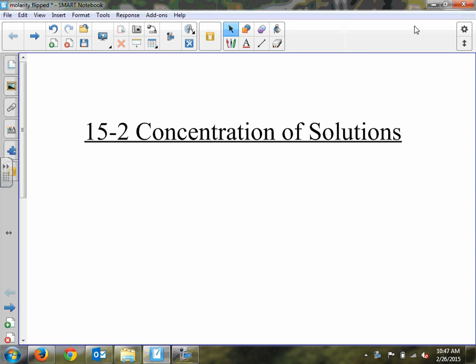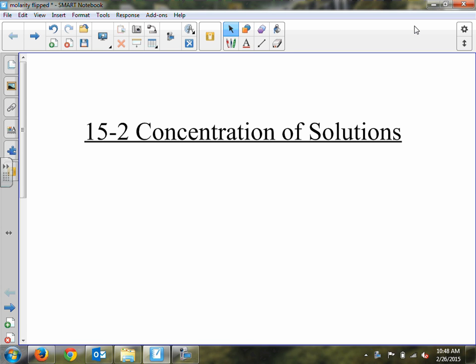Section 15.2 is on concentration of solutions. What I'd like you to do is just jot down the notes. If you need to pause the video at any point to get the terms down, that would be fine. We're going to get through the term part first, and then we'll talk about the math tomorrow. So 15.2, concentration of solutions.